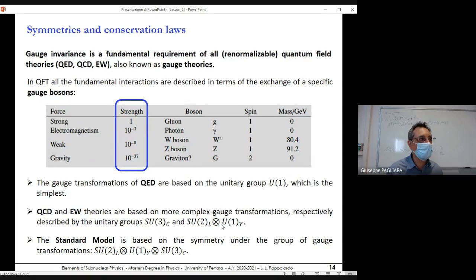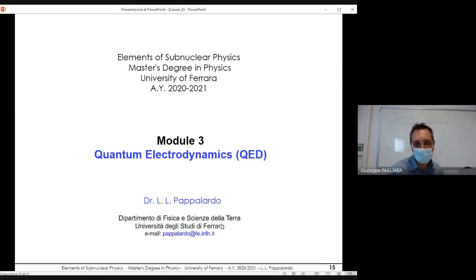Now we have all the ingredients and we can start to construct the gauge theories and the standard model using what we learned so far. So let me go on. Let me just start today the quantum electrodynamics, and we will continue and complete it next week.